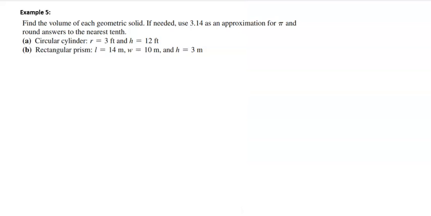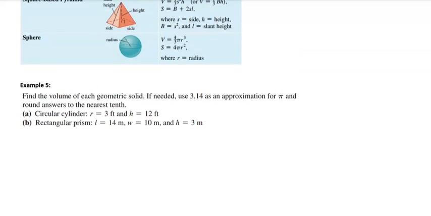Okay, so for example 5, we're going to find the volume of each of these geometric solids. And if we're using a circle, we are supposed to use 3.14 to approximate for pi. And we are also supposed to round to the nearest tenth. So pay attention to those things, especially when you're doing MyLab, it will count the entire problem wrong.